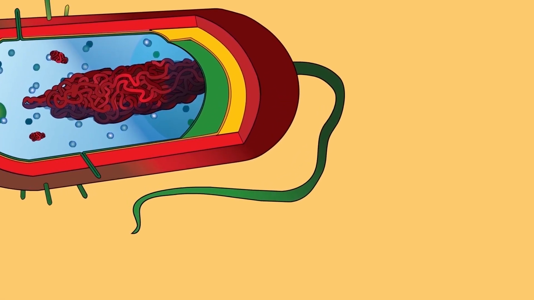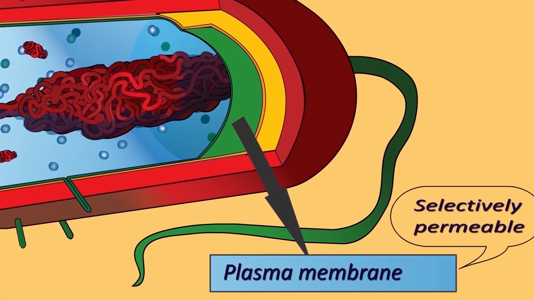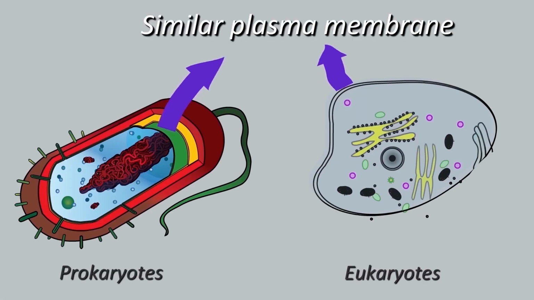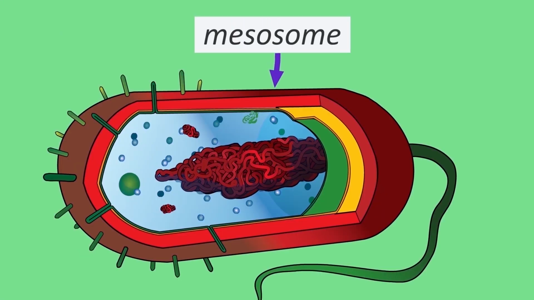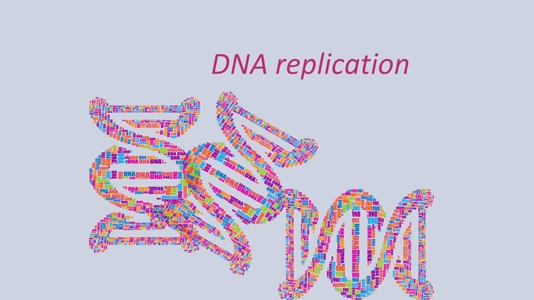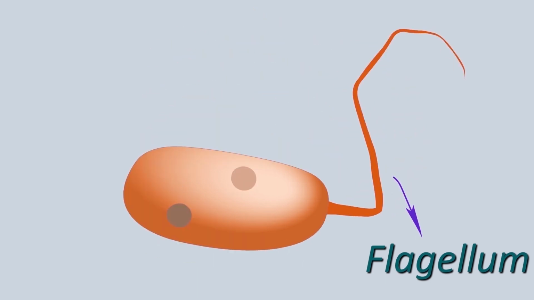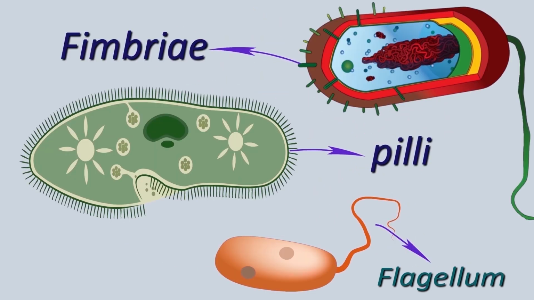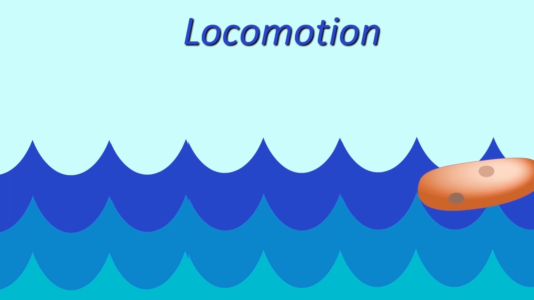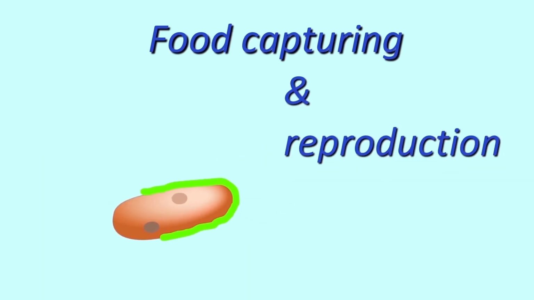The innermost layer is the plasma membrane, which is selectively permeable in nature. This structure is similar to that of eukaryotes. The plasma membrane sometimes extends into the cell and forms a vesicle-like structure called mesosomes. This mesosome helps in DNA replication, cell wall formation, and many other important things. In addition, prokaryotes may have structures like flagella, villi, and fimbriae for versatile functions from locomotion to food capturing and reproduction.